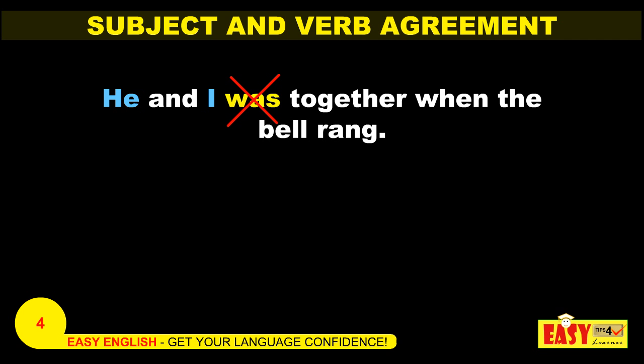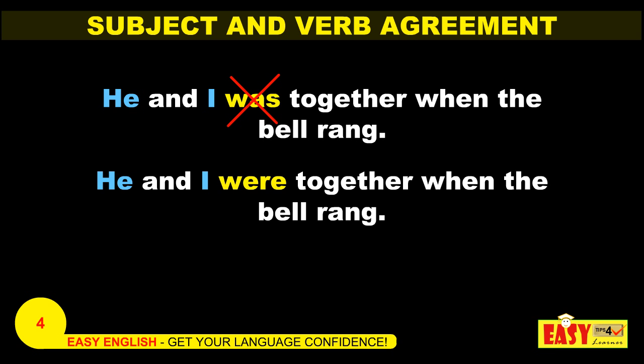So how it should be? He and I were together when the bell rang. So the subject here talked about is he and I. The verb should be were. He and I were together when the bell rang. The correct verb will not be a singular verb. It will be a plural verb. Were. So the correct usage of subject and the verb agreement is he and I were together when the bell rang.